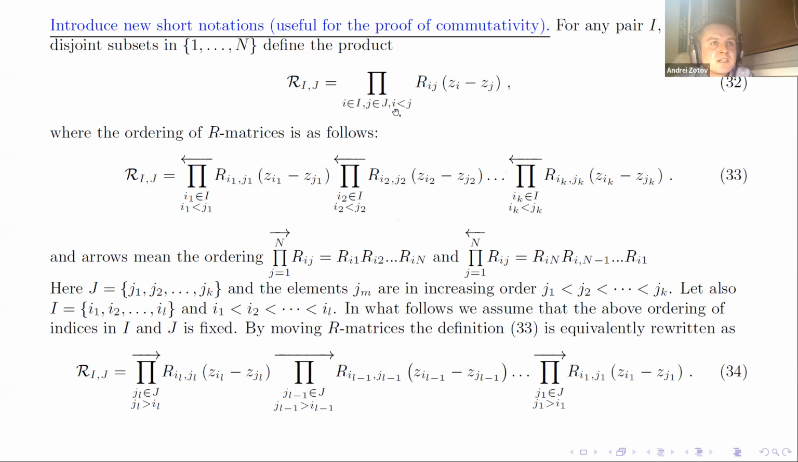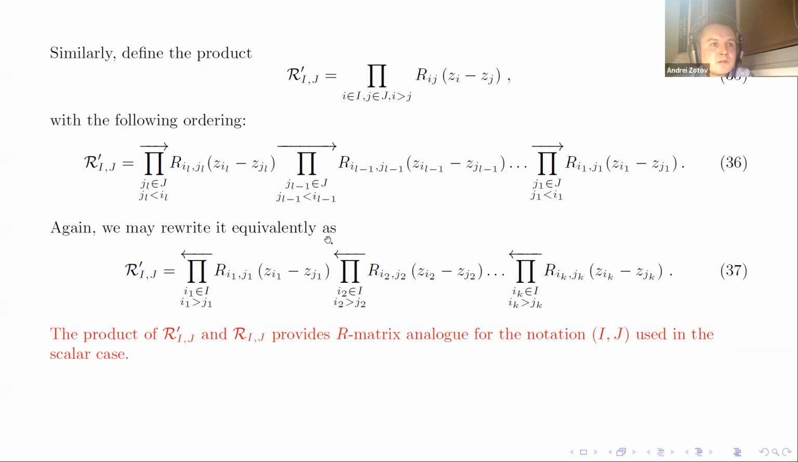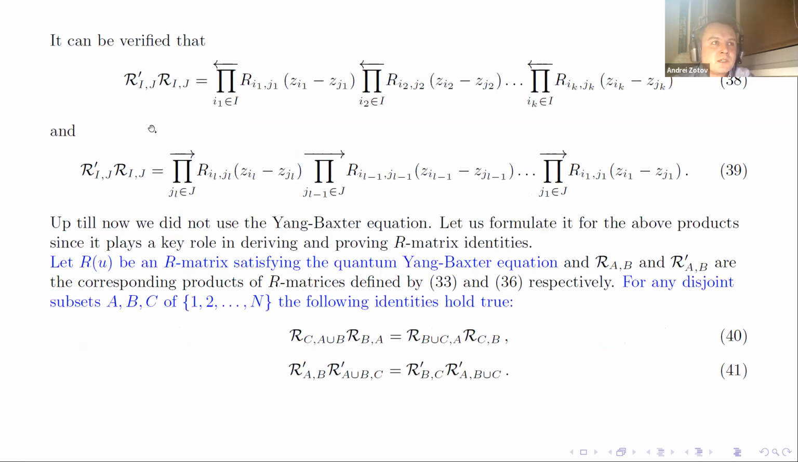And in these expressions, the index i is less than j. And if we also add another primed notation which is very similar to the previous one, but when i is larger than j, then we can say that the product of R and R primed is our matrix analog of the notation of Ruijsenaars, which was denoted as i and j in the brackets. If we just consider a product of R prime times R, then we get this type of expression. And in the scalar case, it is exactly the product of phi functions, which was used by Ruijsenaars. And up till now, we didn't use the quantum Yang-Baxter equation.